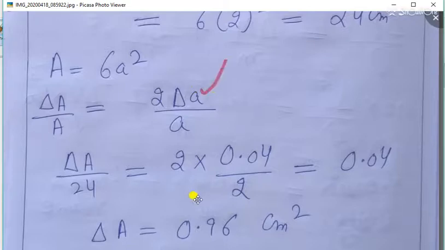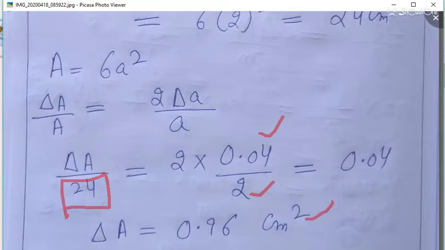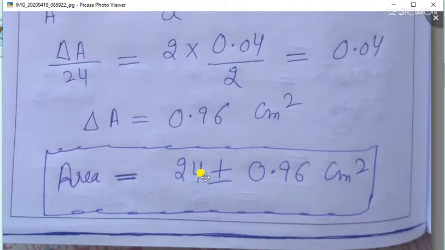This is small a, the side of cube. So delta A we have calculated. A is 24. This is the value of A, the total surface area. Then delta A is given and small a is also given, so by finding this we can find the delta A. Delta A comes out to be 0.96 centimeter square. So if we have to write the area, then we will write its value as 24 plus minus 0.96 centimeter square.